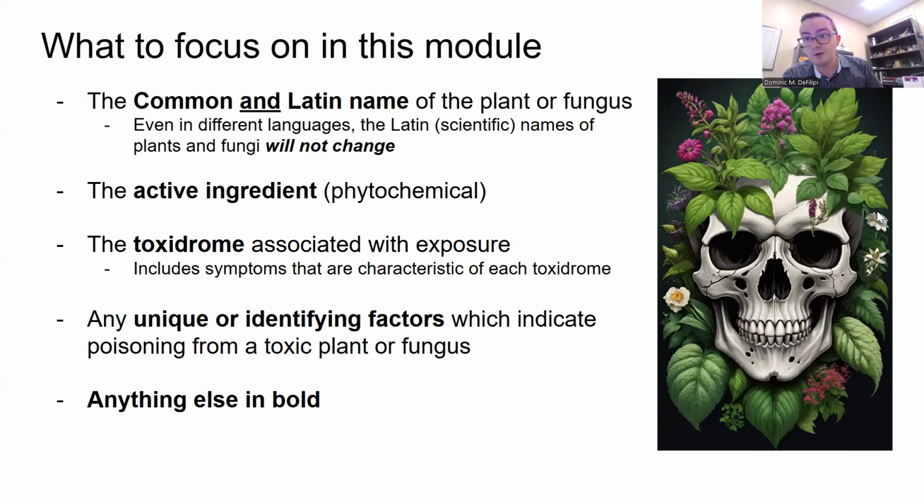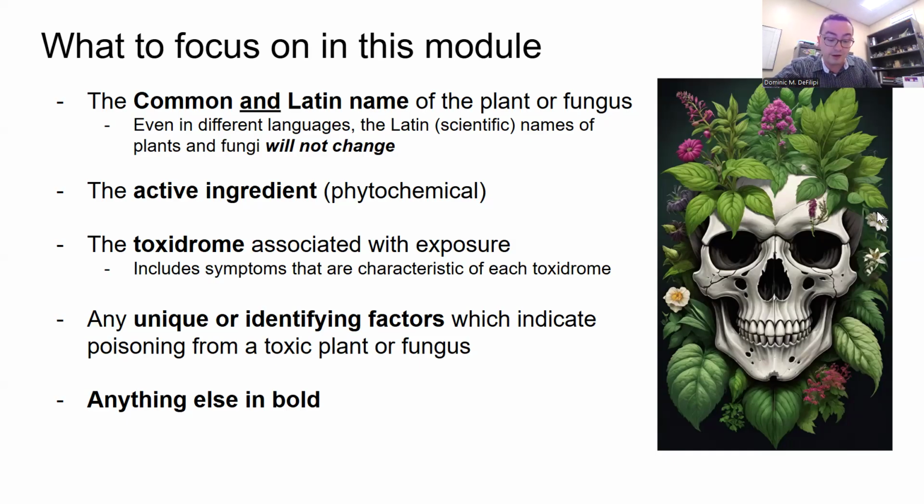So this is quite useful if you're not familiar with the plant, for instance, but you know that the plant is within the cardiotoxic toxidrome of symptoms, you may have a better idea of how to treat that patient. Also, I make sure to highlight any unique or identifying factors which indicate poisoning from a toxic plant or fungus. This would be what sets one of these poisons, even within the same toxidrome, apart from another poison within its same toxidrome.